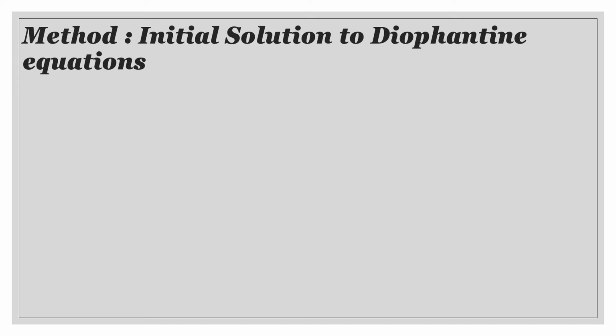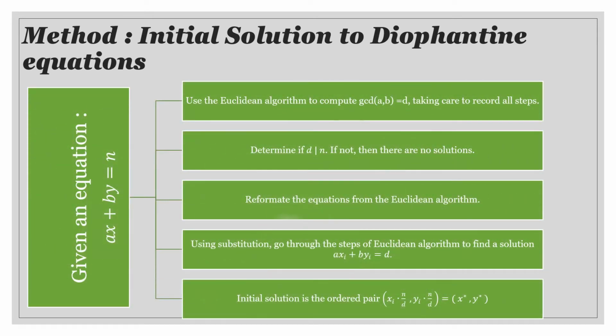In order to find the initial solution to the Diophantine equation, these are the steps we have to follow. Suppose the equation is given as ax plus by equal to n, that is, I have an equation only in terms of two variables x and y. The first step is we have to use the Euclidean algorithm to compute the GCD. And then I have to check whether d divides n. If d divides n, then it has a solution. Otherwise, it has no solution.